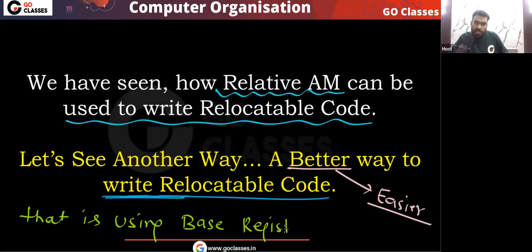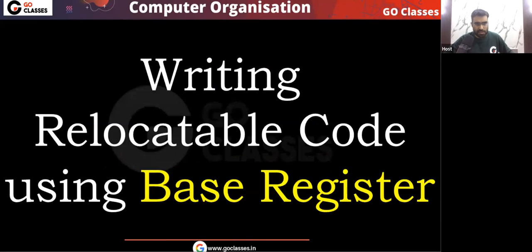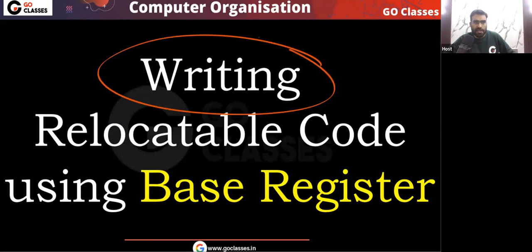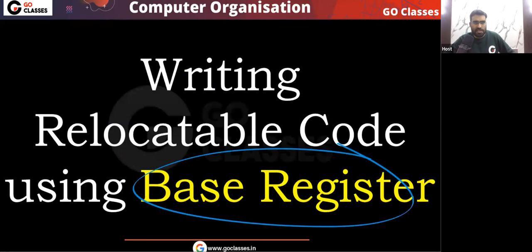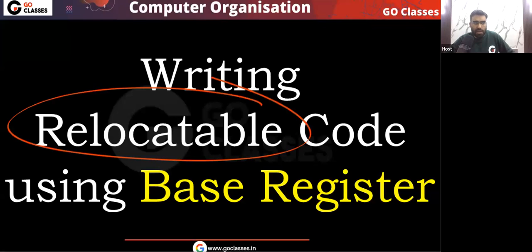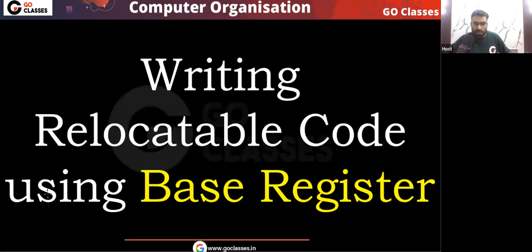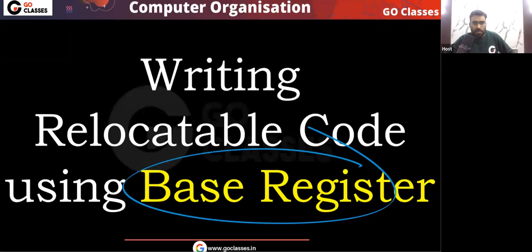Don't worry, you will understand this. This is very simple. Using a base register, you can write relocatable code very easily. So let's see our next concept, writing relocatable code using base register. I will write it in front of you. Now, let me tell you the concept. Remember, our topic is that we want to write relocatable code with the help of a base register.